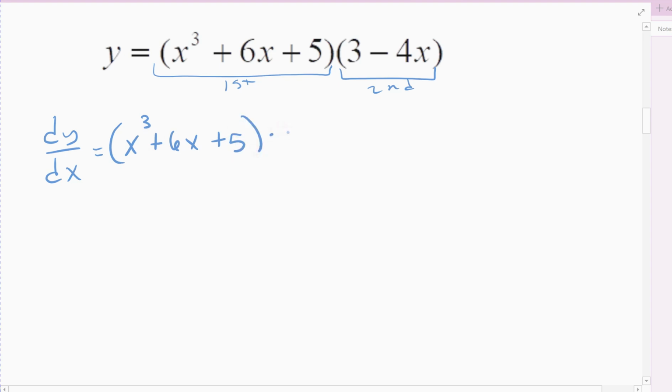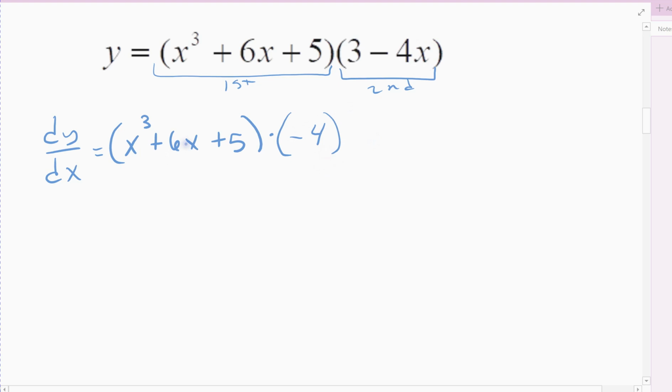And so I'm going to skip that mental step. I'm going to skip writing down the rule. It's the first times the derivative of the second. So I'm going to go ahead and take the derivative of the second and put it here. I'm looking at the second function, taking its derivative. Well, 3 is just a constant. It zeroes out. The negative 4x is going to come along. The derivative of x is 1, so it's going to be negative 4 times 1, which is just negative 4.